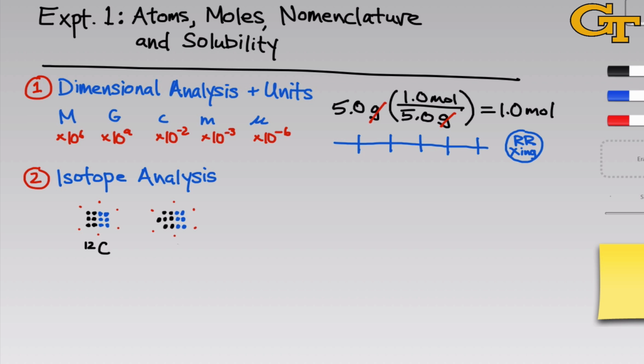If we add one more neutron to the nucleus, we've now made the mass number of the nucleus 13, and so this isotope is carbon 13. Both of these atoms are carbon. They both have 6 protons in the nucleus, but they differ in the number of neutrons. That's the definition of isotope.